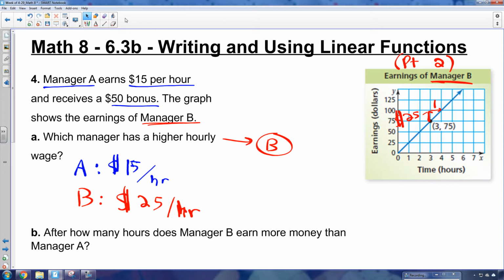After how many hours does manager B earn more money than manager A? Because manager B doesn't get a bonus, does he? Unfortunately. So let's think about different ways we could do this problem. So take a second. If you need to pause the video, that's fine. But think about how you might tackle this problem. Just the first couple steps. You don't even have to do the problem. Just think of what you might try, even if it's wrong.